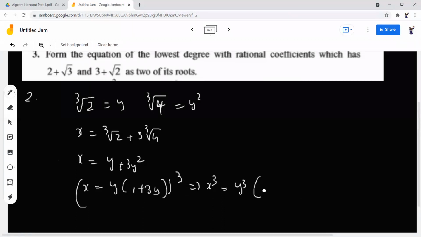So what I get is 1 plus 3y whole cube plus 3 times 3y into 1 plus 3y. So this is the a plus b whole cube formula.